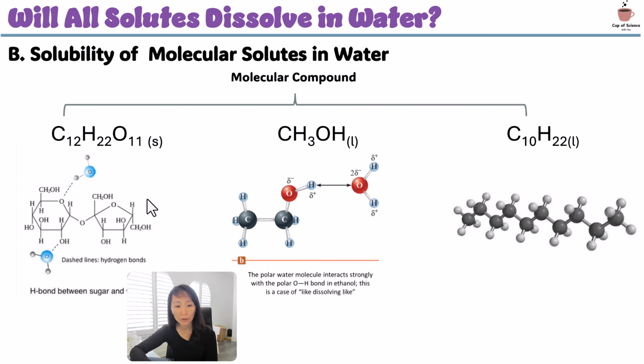This is a polar compound. So this one is polar. This one is polar. Here, carbon and hydrogen, and there's no oxygen. It's just made up of C and H. This long hydrocarbon chain is going to be nonpolar.